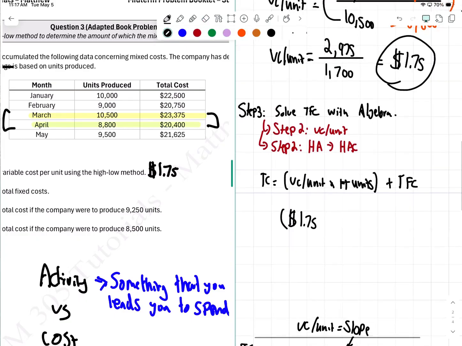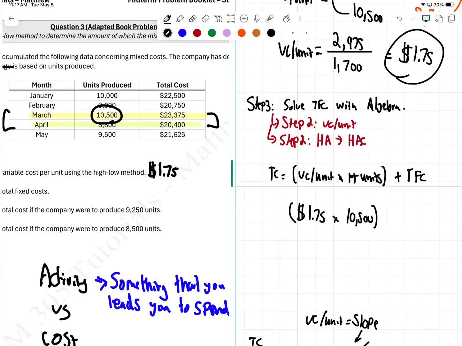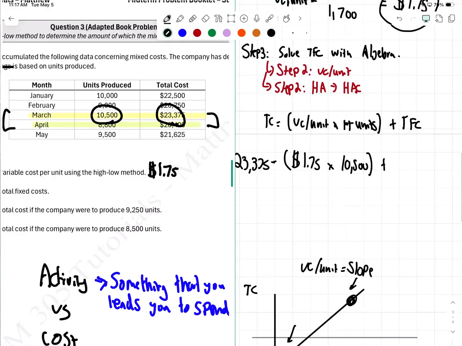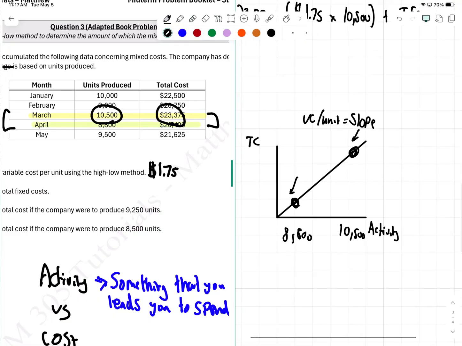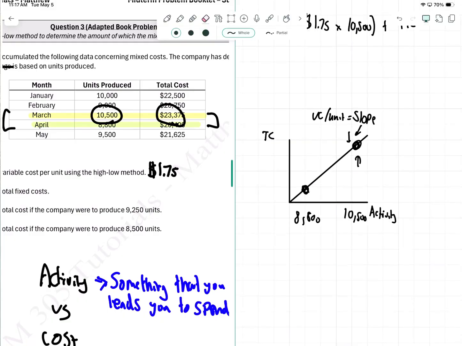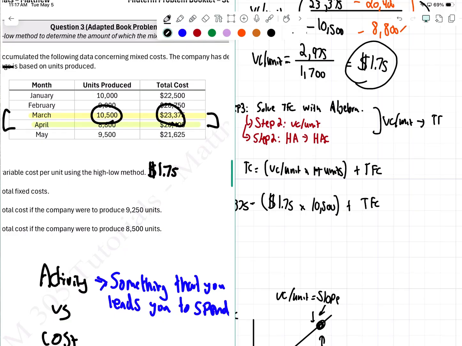So I always like to say, use the highest activity, which is going to be 10,500 units. And then your total cost is going to be 23,375, and then you solve for your total fixed cost with algebra. So for our high-low method, we figured out the variable cost per unit within a certain range. When we want to find the fixed cost, we have to use either of those data points that we used in the first place, because we can't start mix and matching different things. In the high-low method, we use 2 points to figure out the variable cost per unit, so you must use those same 2 points for the fixed cost. Whatever you use to find the VC per unit, you use to find the fixed cost as well.